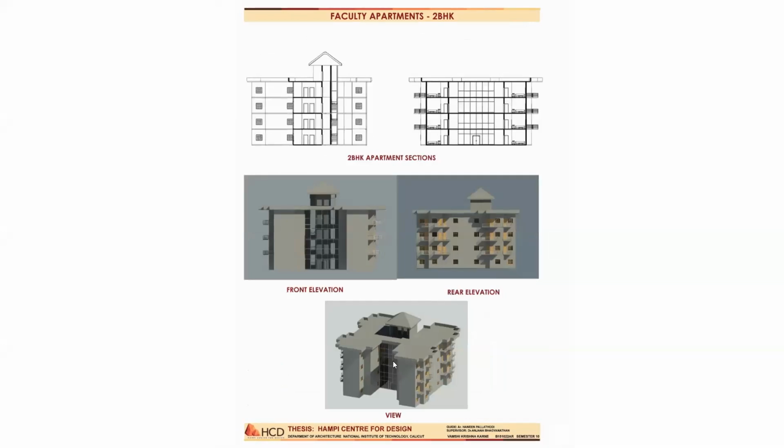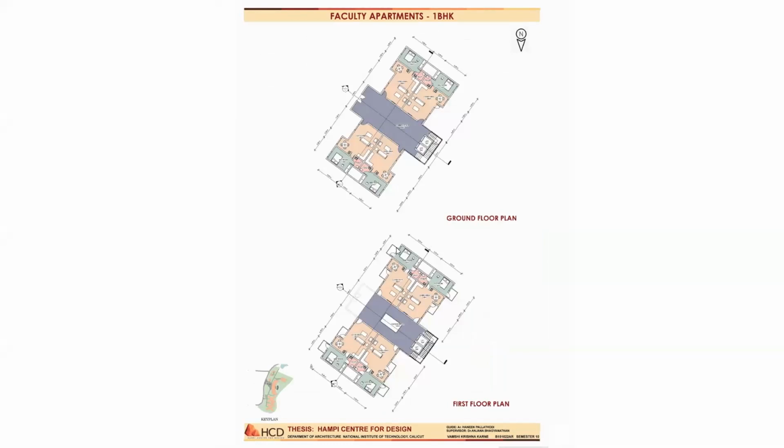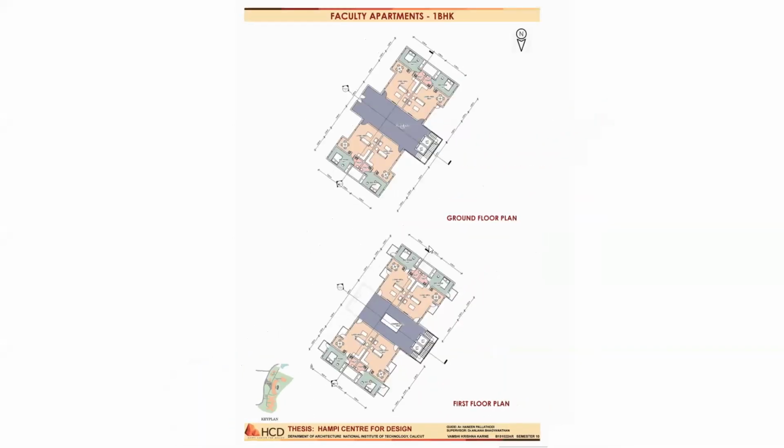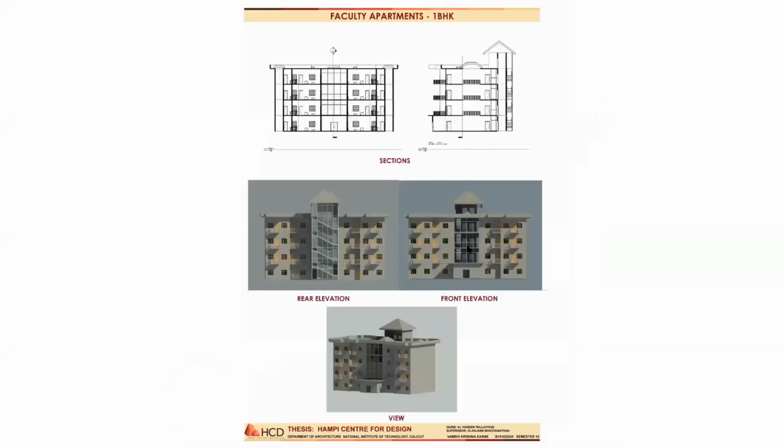Sections and elevations. 1 BHK apartments provided with a single bedroom, living room, kitchen and toilet. Sections, elevation and view of 1 BHK apartment.